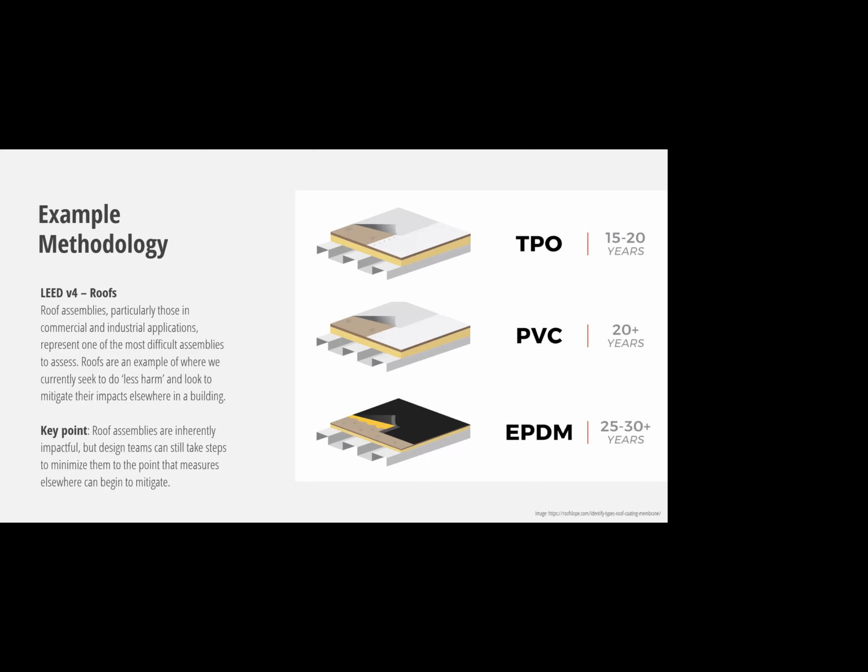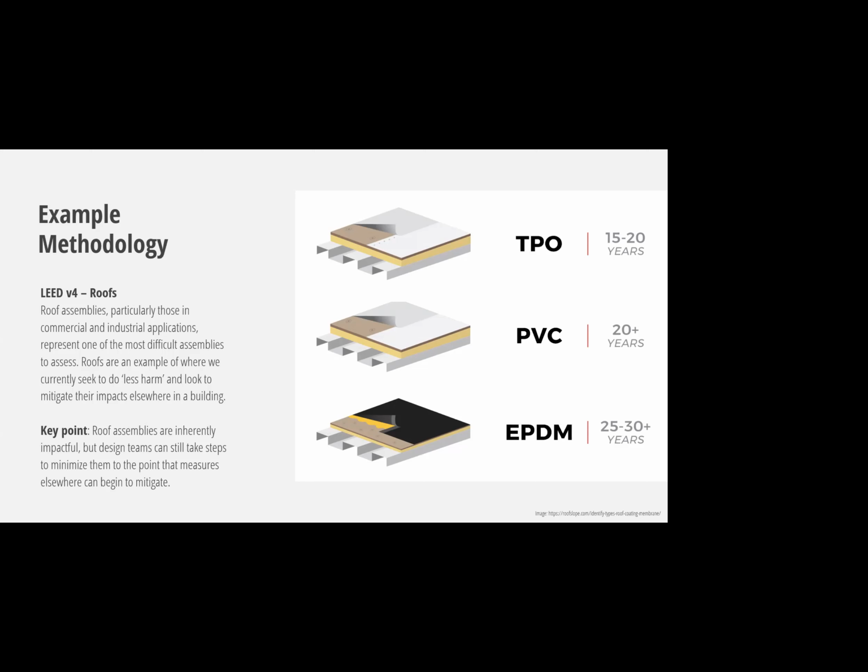And so this is something where material science is really going to have to come a ways in order to make this better. But at this point, there are options to show appreciable impact reduction. Right now, what we're doing is sort of to do less harm rather than do good when it comes to roofing membranes. And so a discussion needs to be had with the design team early on.